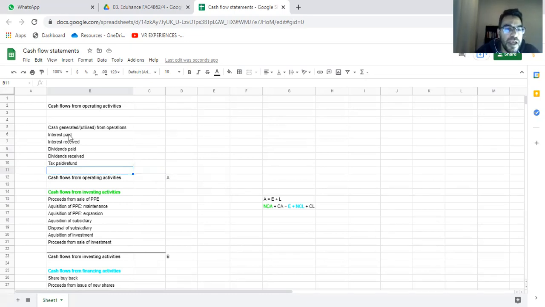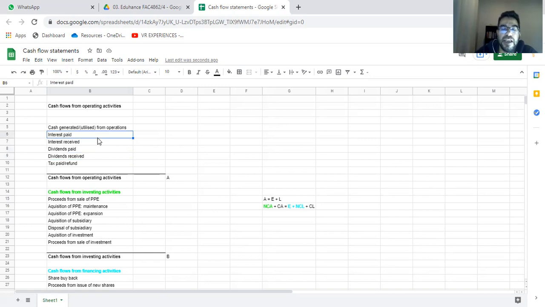Now remember, interest paid and these items are generally under operating activities. If they're silent, you leave it over here. But if the policy is that interest paid will be under financing activities, it won't be here. It will be under financing activities. Same for interest received, which can be under investing activities. Dividends paid can be under financing activities. Dividends received can be under investing activities. So just be aware of that.